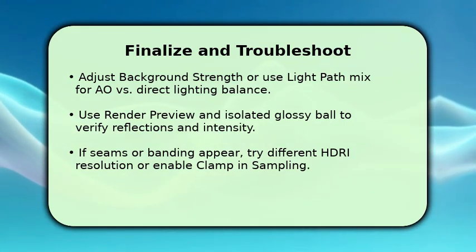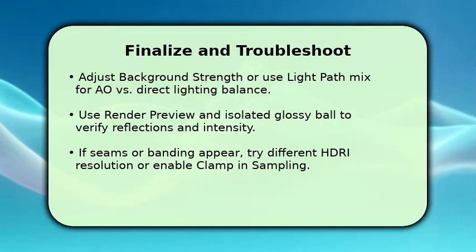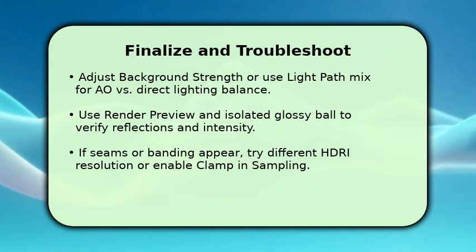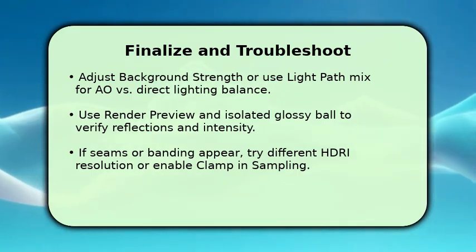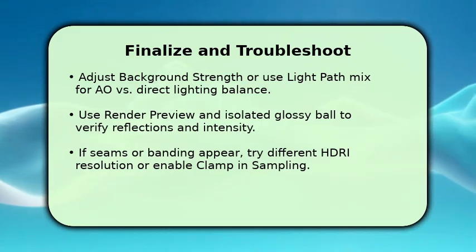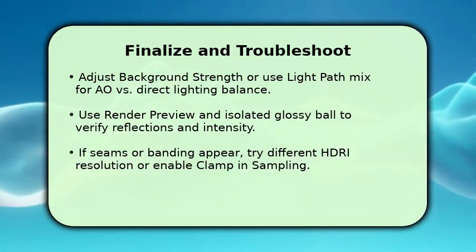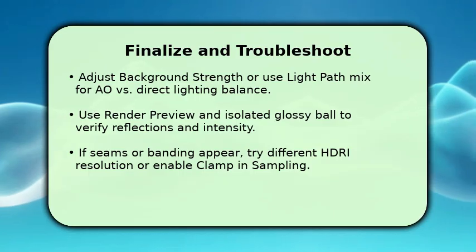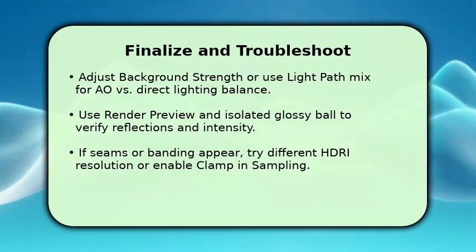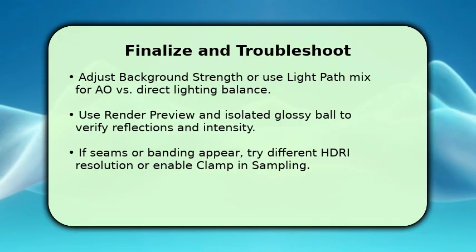Once you do that, check in Render Preview and place a chrome ball or shader ball to verify reflections and intensity. If you see banding, seams, or incorrect exposure, try a higher resolution HDRI, toggle compression, or enable sampling clamp. These fixes address artifacts without changing your lighting intent, keeping consistency across shots.